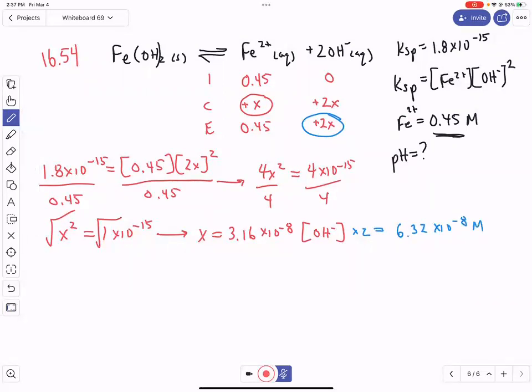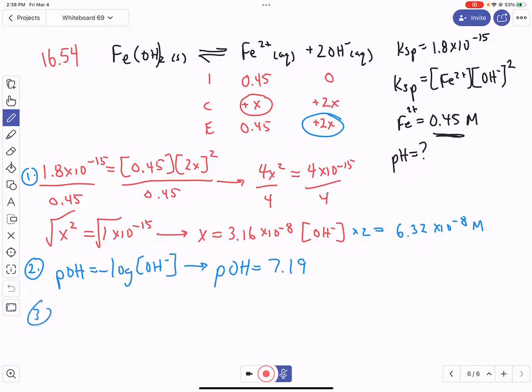Now we can find pH from pOH. So pOH equals the negative log of hydroxide. The pOH of this solution, negative log of that, I get a pOH of 7.19. pH plus pOH equals 14. So that means the pH of this solution is just going to be just under 7. Yeah, 6.80.